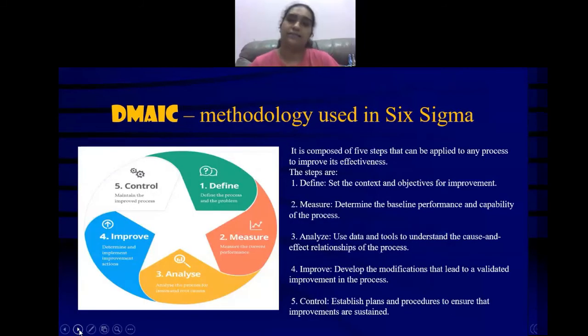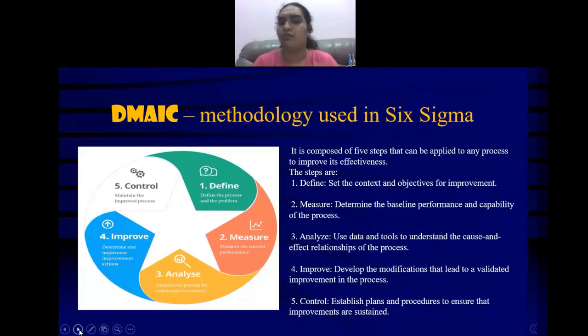This one is actually the next part. The next content is called DMAIC, which is the methodology used in Six Sigma. This DMAIC in Six Sigma has five steps that can be applied in any process to improve its effectiveness. In DMAIC, D stands for define, M stands for measure, A stands for analyze, I stands for improve, and C stands for control.